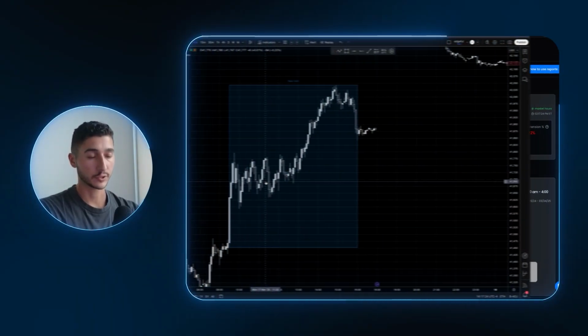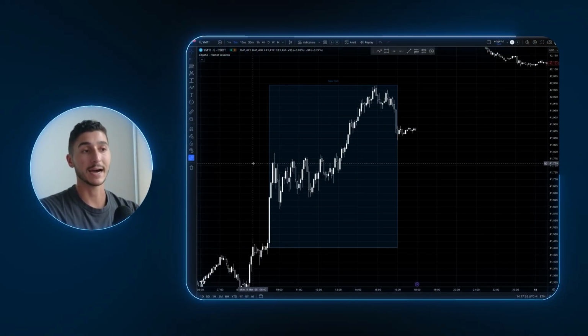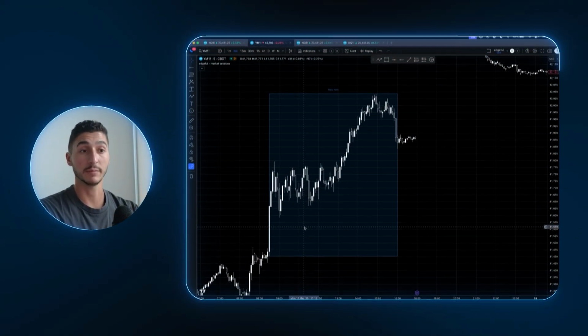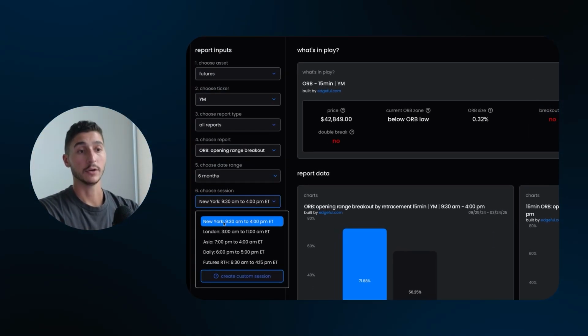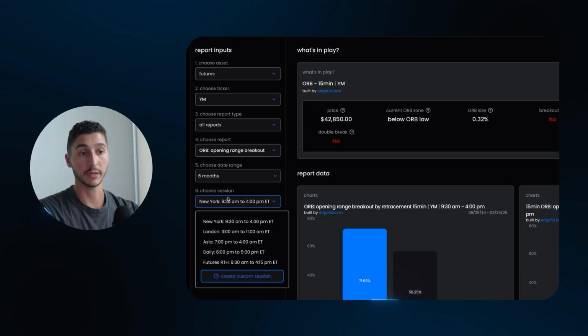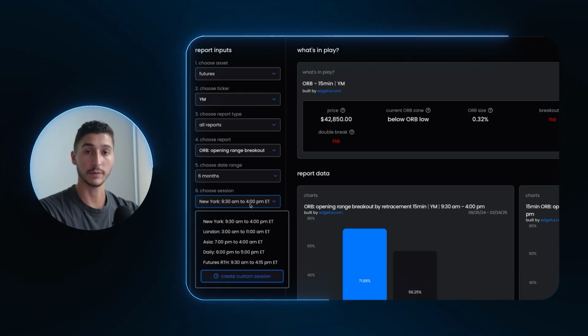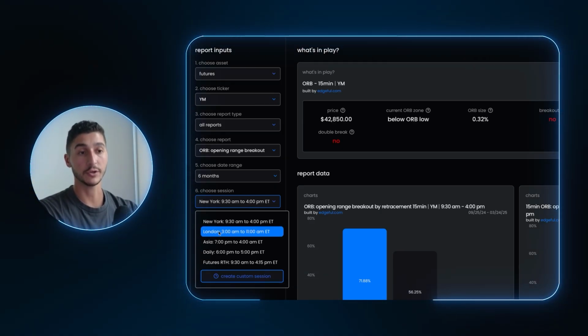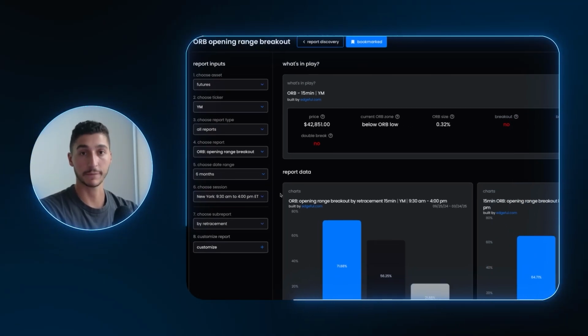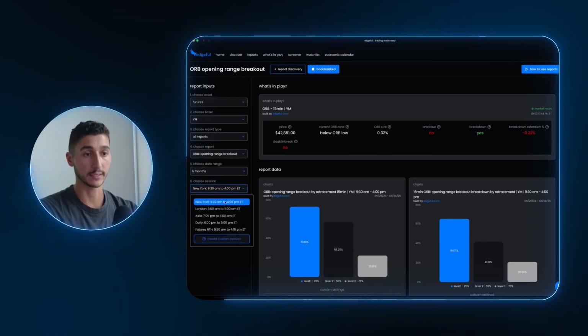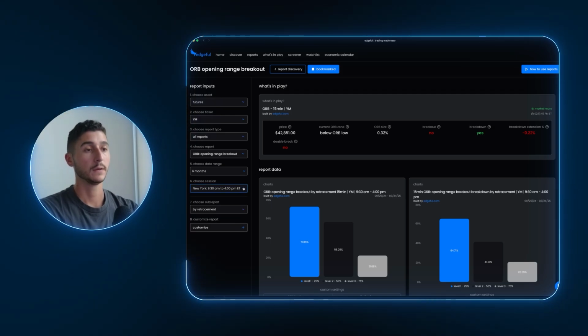And just to start briefly, the ORB is the high and the low of the first 15 minutes of the market open. Now here we are looking at the New York session. So our first 15 minutes starts at 9:30, it goes to 9:45. If you're looking at the London session, you're going from 3 a.m. to 3:15, et cetera, et cetera. It's always the first 15 minutes of whatever session you select, even if you create a custom session.